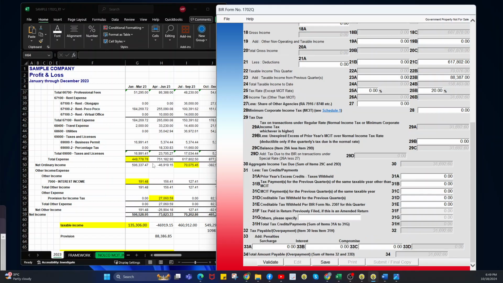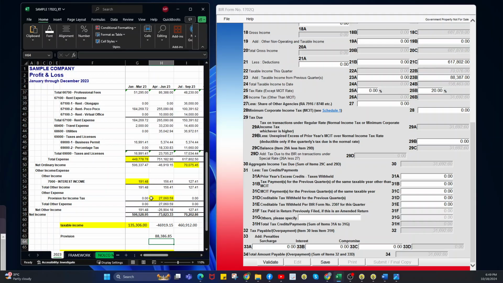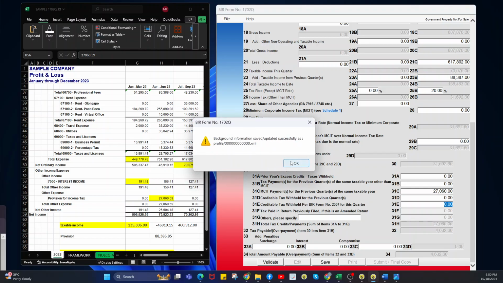Pero hindi pa tayo tapos. Kasi, we have to obtain, magkano ba yung binayaran niya nung previous quarters? Siyempre, wala siyang binayaran ng second quarter kasi negative. Magkano binayaran niya ng first is 27. So, ilagay mo siya dito sa line 31C. Magkano? 27,060.59. So, ang dapat mong bayaran for third quarter is, based on our computation, 46,32. Save na natin siya.